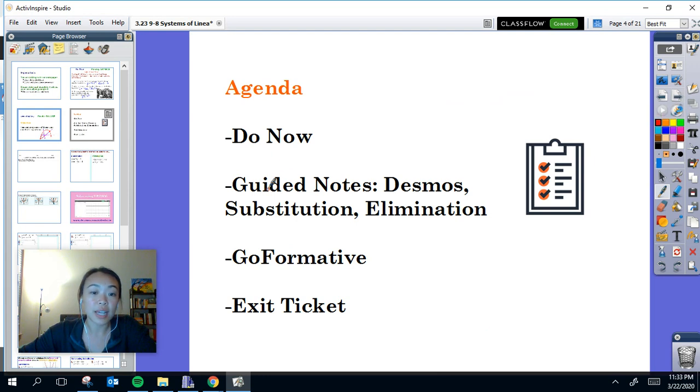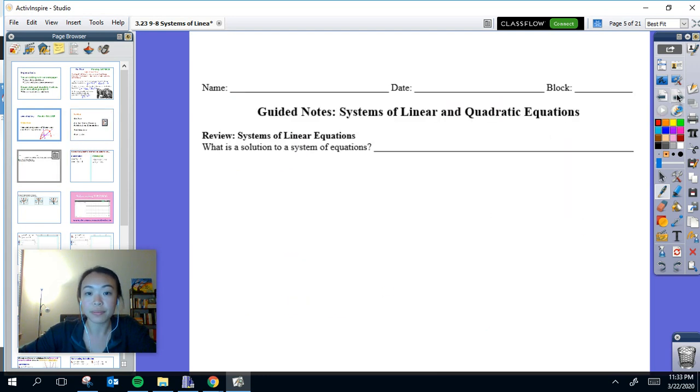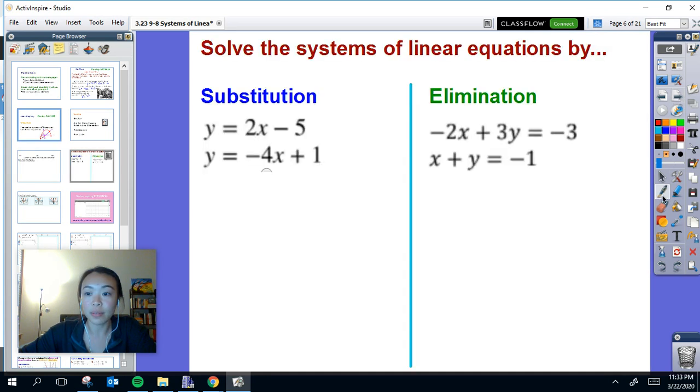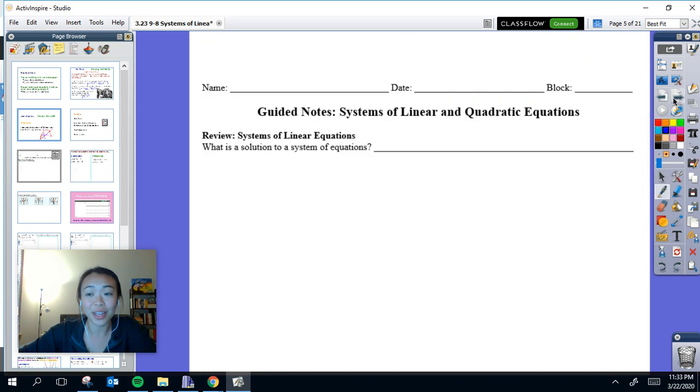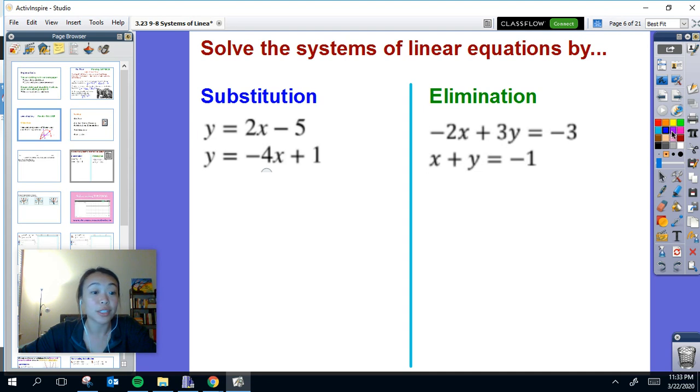Do now, guided notes, go formative, exit ticket is our agenda. All right, so a little bit of review. We don't have guided notes like I planned because it's going to be virtual, so I just need you to take this down on notebook paper. So if you remember substitution, you can pause the video and solve this as well as the elimination problem. So go ahead and try to do that now.